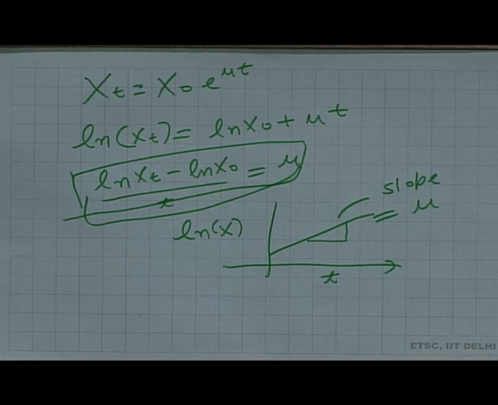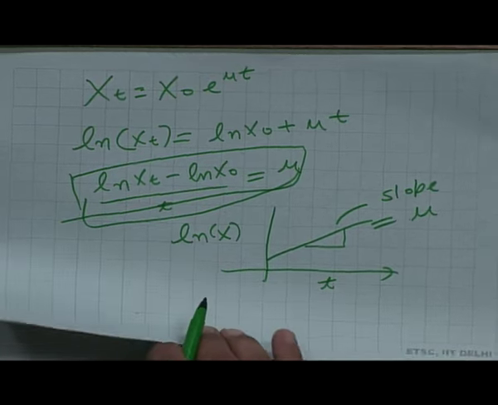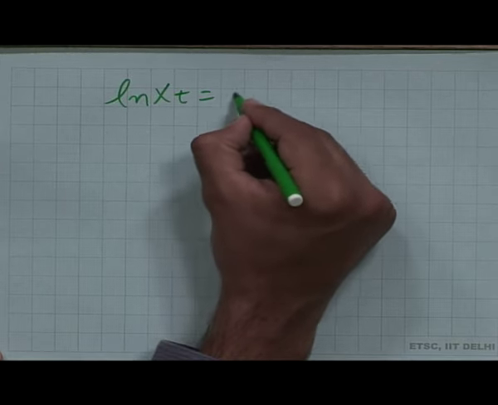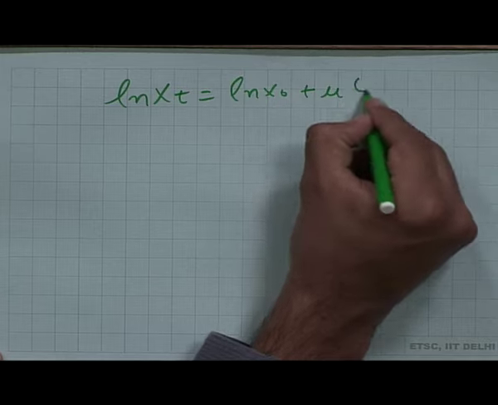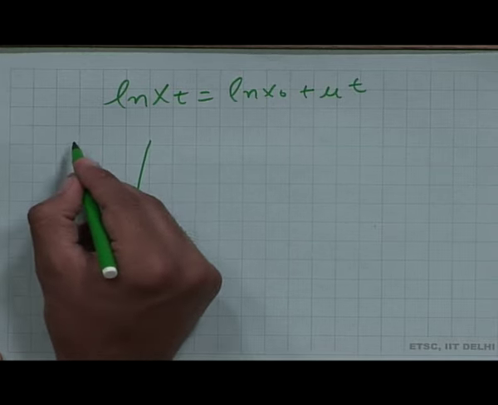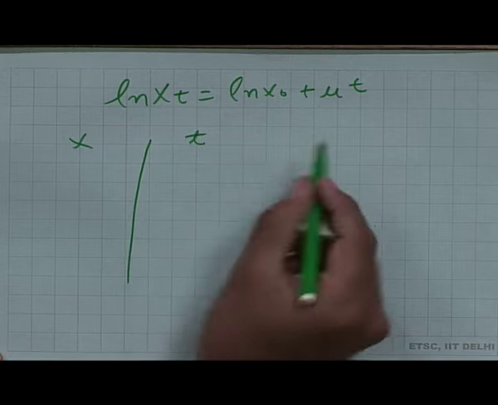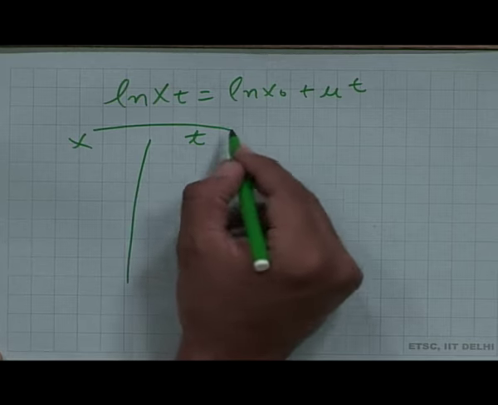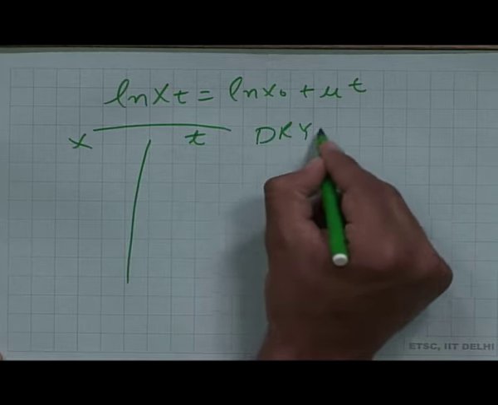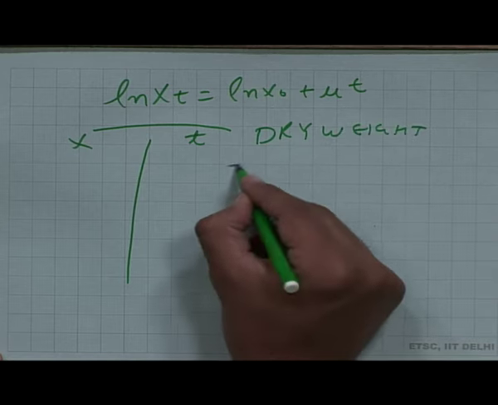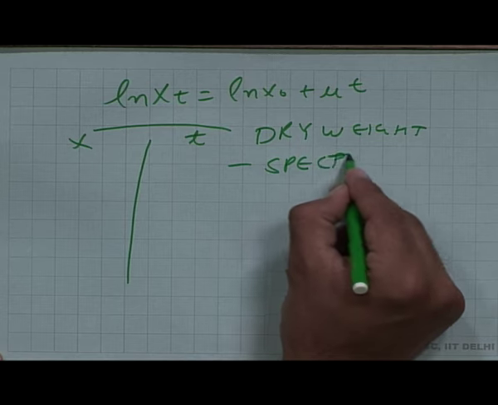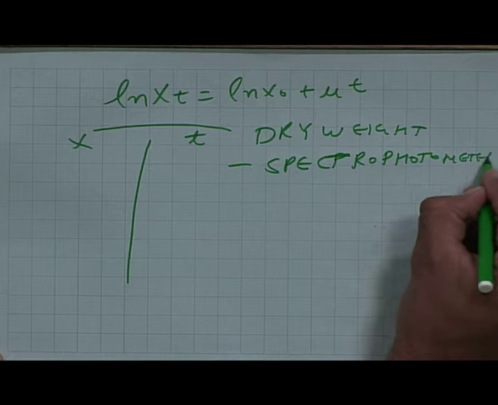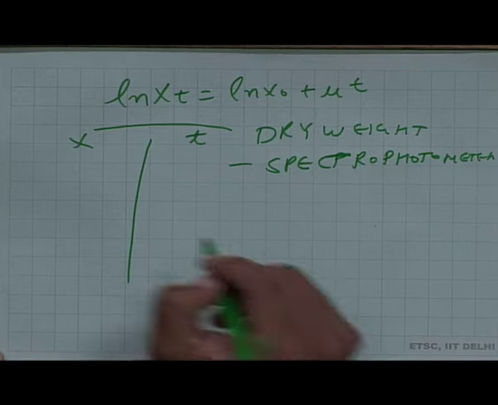So, in an experiment, how does it matter? It matters because in an experiment I can measure x and I can measure time. I cannot measure mu directly. I can measure x, as we have seen, either by your dry weight method or spectrophotometer, right. I can measure x, and time of course I can measure by simple watch.